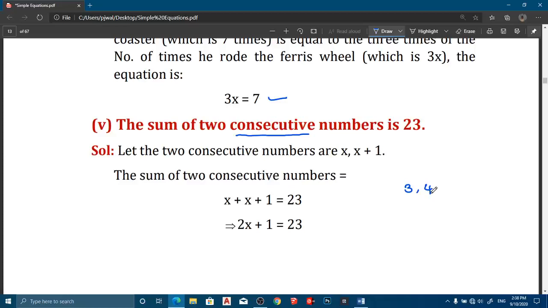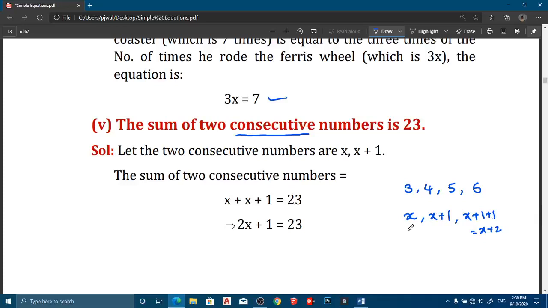1 more than this. What is the consecutive number of 4 here? 1 more than this, this is 5. What is the consecutive number of this 5? 1 more than this is 6. So if you generalize, if I take some number x, what will be the consecutive number of x here? x plus 1. If you take x plus 1, what will be the consecutive number for this? x plus 2, because x plus 1 plus 1 gives x plus 2. Like that, x plus 3, x plus 4 will be there.